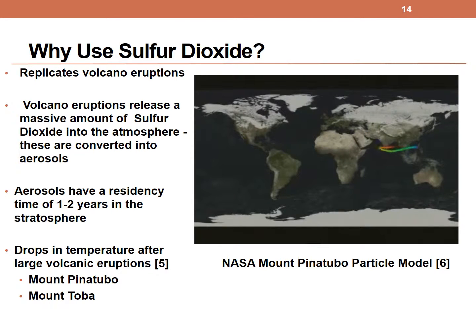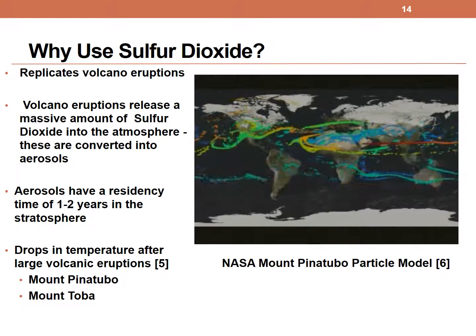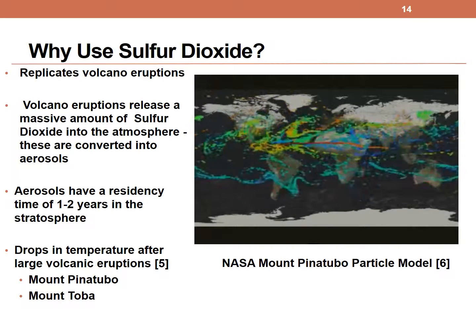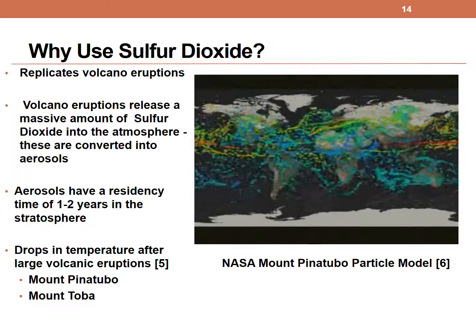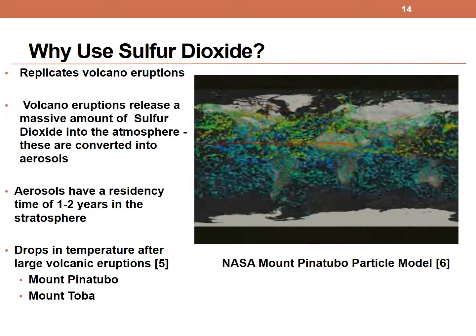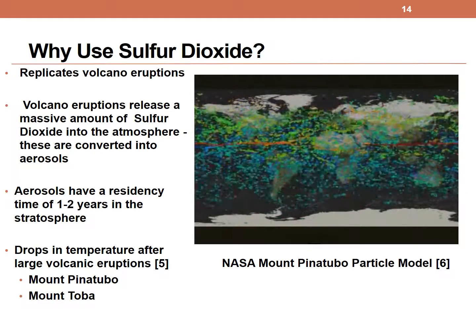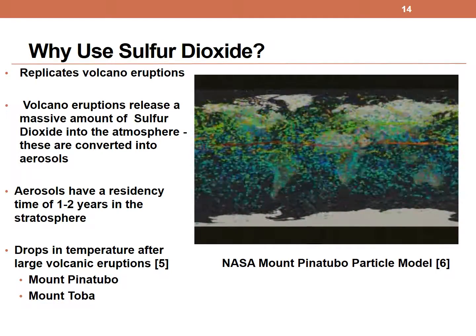So why is sulfur dioxide being recommended? Because it replicates volcano eruptions. What you can see here is a simulation of the eruption of Mount Pinatubo by NASA. The particles from Mount Pinatubo, due to its location, spread all across the globe and reduced the temperature about 0.8 degrees Celsius from current temperatures.